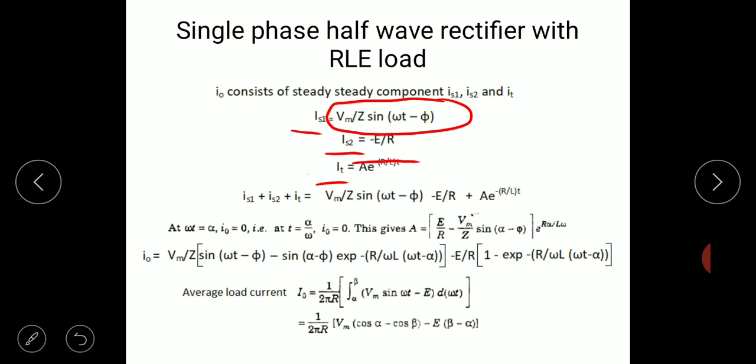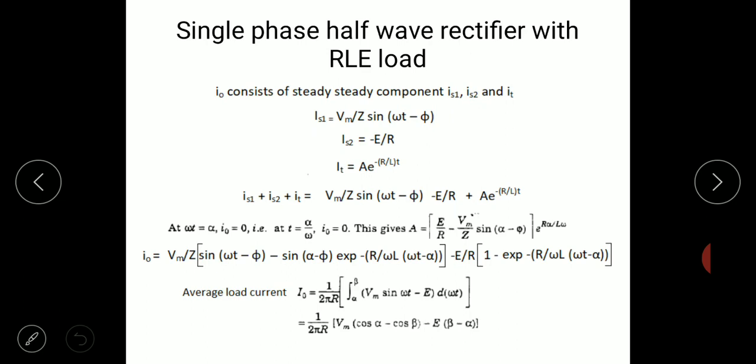We will not divide by inductance, because minus E is a DC component of supply. When we are considering the DC component of supply, we will divide it by resistance only, because if we divide by inductance, then it will become a transient component. The transient component we have considered in the third case. So in the second case, while calculating IS2, we will divide it only by resistance. And the transient component is IT equal to A e to the power minus t by tau. Tau here is L upon R, so it becomes minus R by L into t.